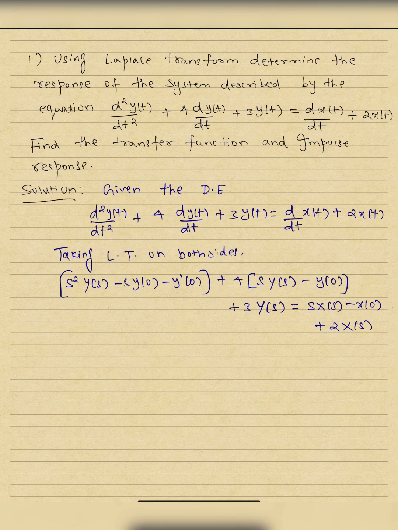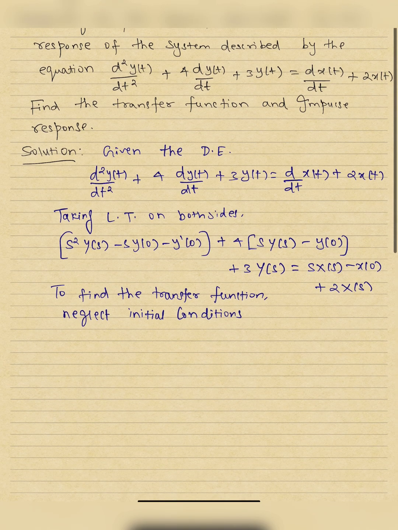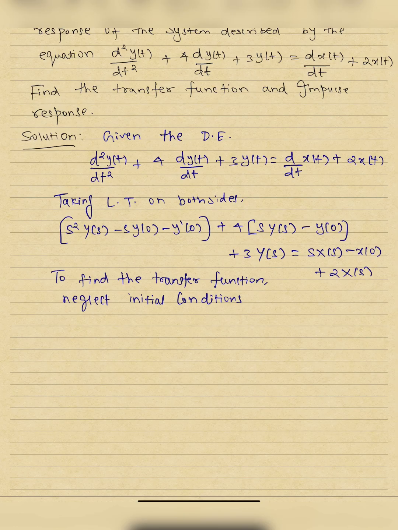Now, to find the transfer function, we will neglect the initial conditions. That means we are going to neglect the initial conditions here. That means y of 0, y dash of 0 we will take as 0. So that is the meaning.